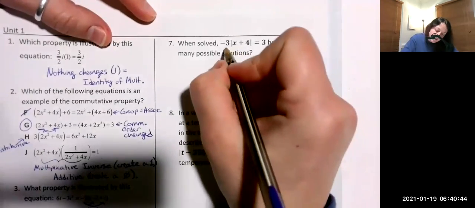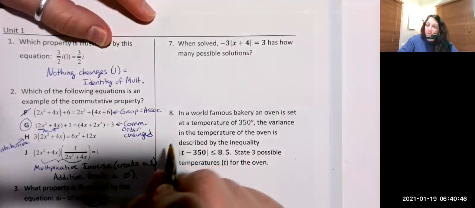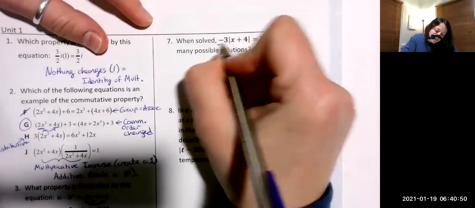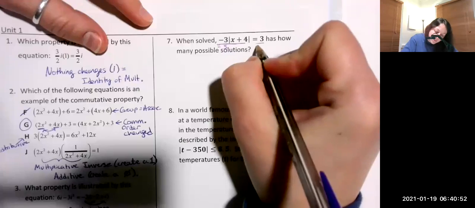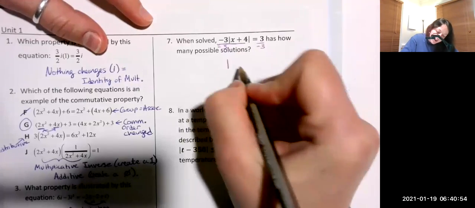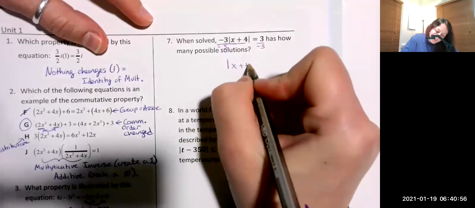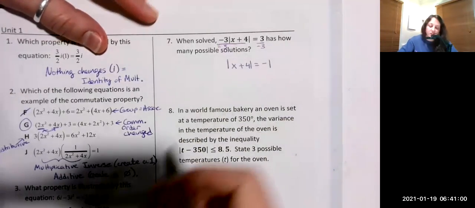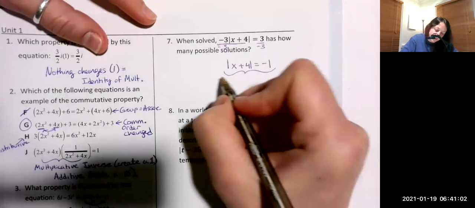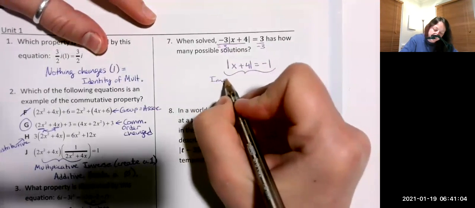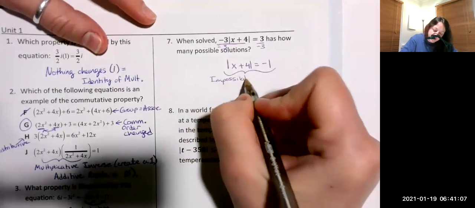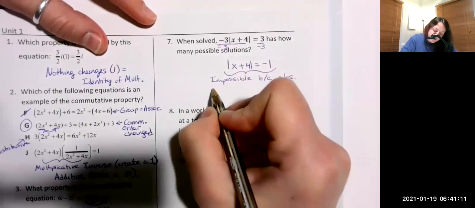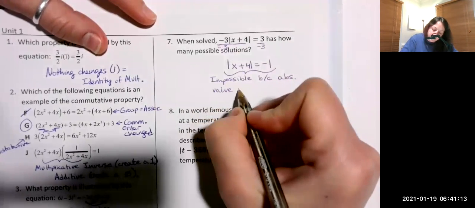So I'm going to go ahead, and this -3 is being multiplied, so I have to remove it with division. So divide by -3, divide by -3. I get the absolute value of x plus 4 equals -1. And this is where I'm going to stop right here. This is impossible.